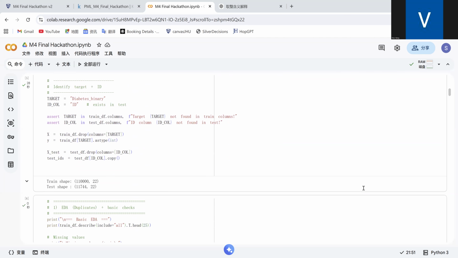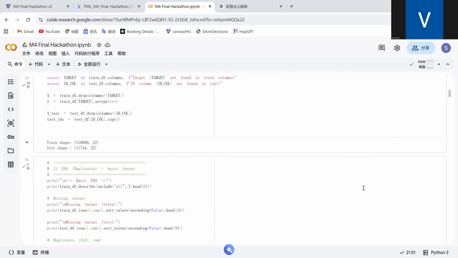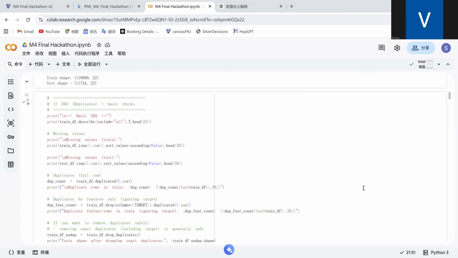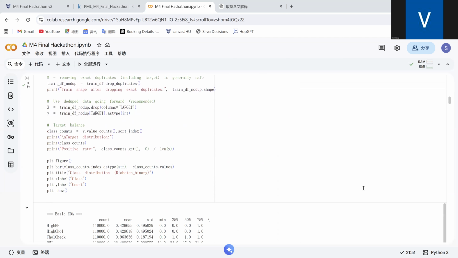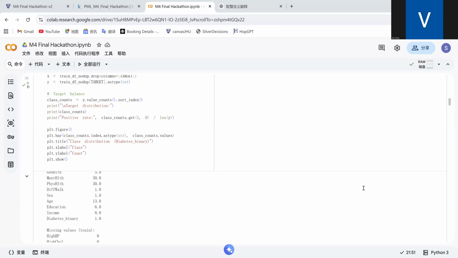I began with the exploratory data analysis. I first checked for missing values and duplicate observations. The dataset is relatively clean, but I removed exact duplicates to avoid bias and potential data leakage.